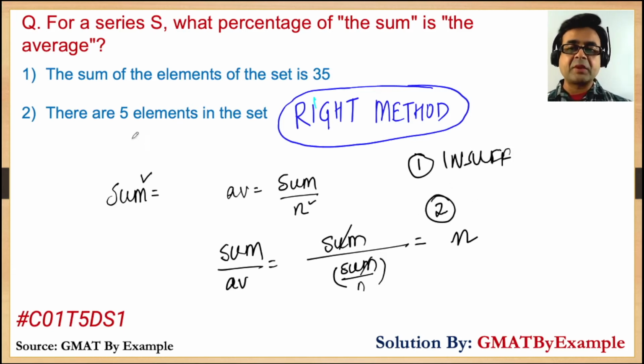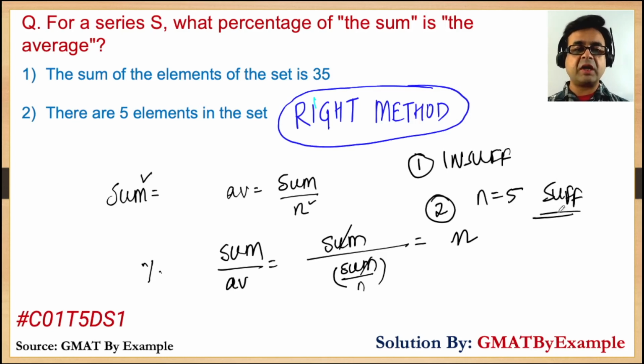Number 2, there are 5 elements in the set. So we are given there are 5 elements in the set, which means n equals 5. And as we saw, the percentage would be n as the answer. Like, we just need to know the number of elements of the set. We don't even care about the sum, is what our conclusion was, which means statement 2 is sufficient to answer the question, because we will get a single value. We have enough information to get the percentage, and hence statement 2 is sufficient, and the answer to this question is B. Statement 2 is sufficient to answer the question.